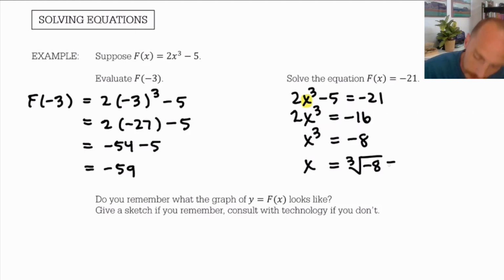Another thing I want to remind you is that the cube root of a negative number is perfectly fine to take, and the cube root of negative 8 is negative 2, right? Because if I take negative 2 to the 3rd power, I get negative 8.